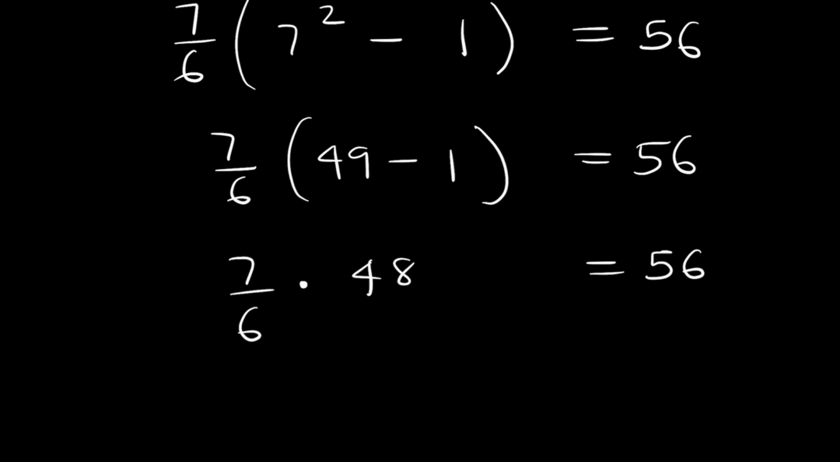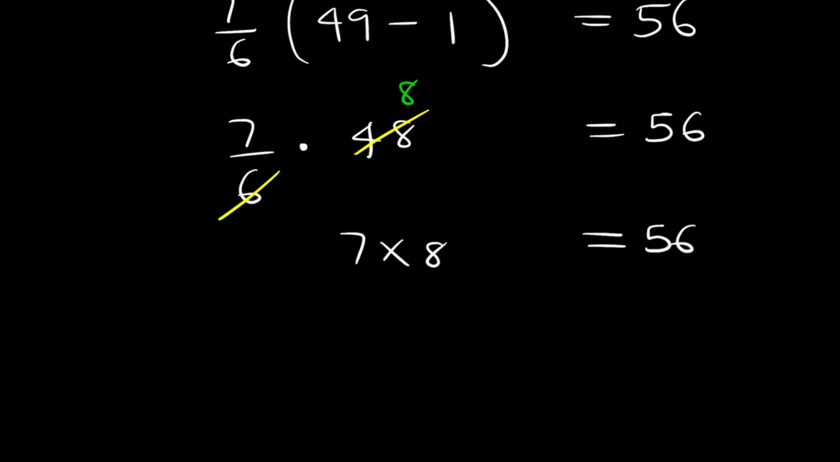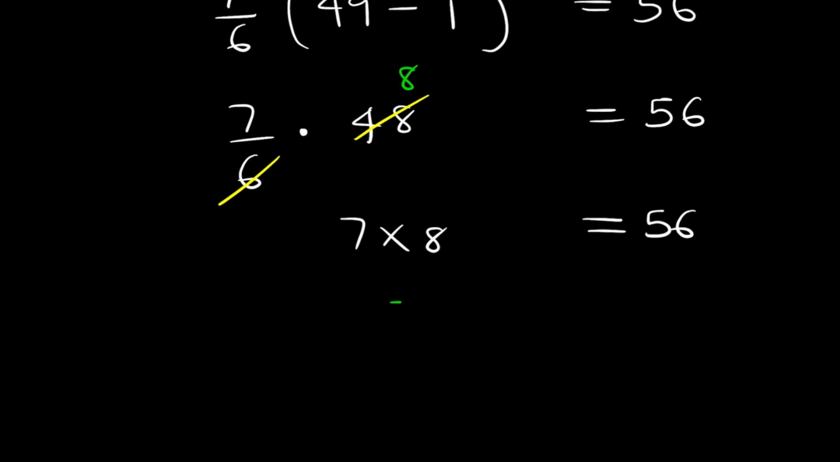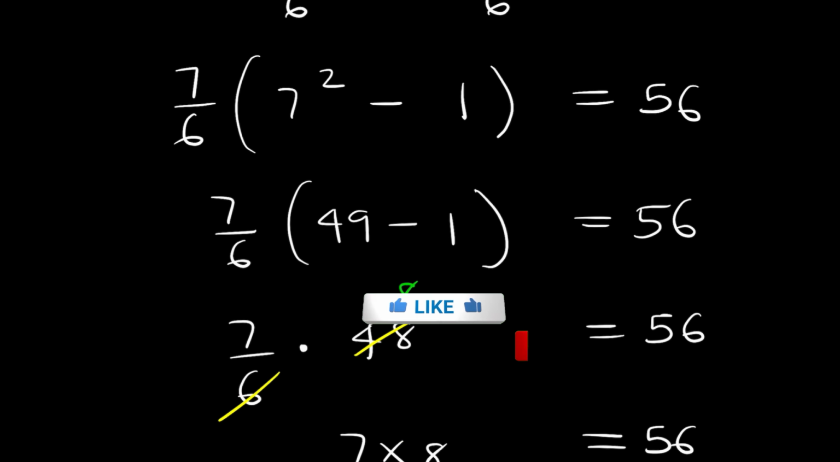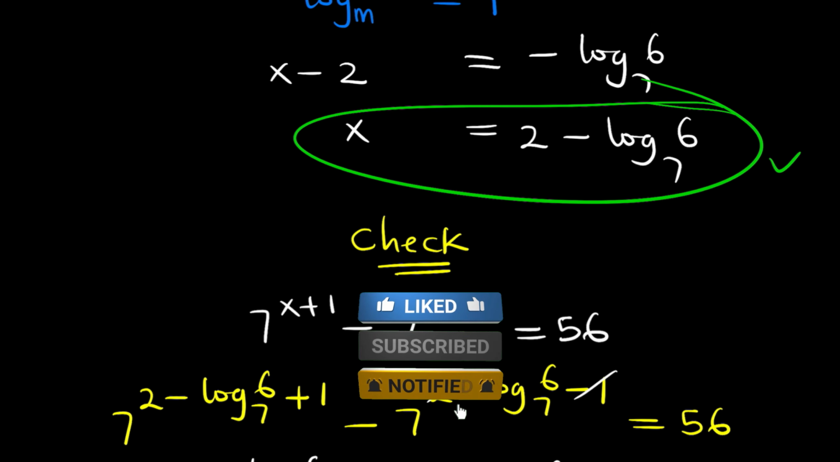So if you divide 48 by 6, this should give you 8. And when you multiply 7 by 8, this should give you 56. Meaning that our solution on the left hand side is equal to our answer on the right hand side, which was given. And that confirms that our entire work process is correct, and our solution here for x is also perfectly correct.